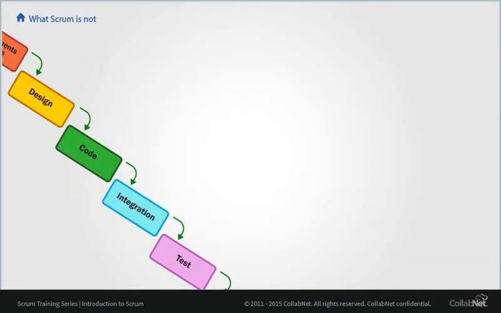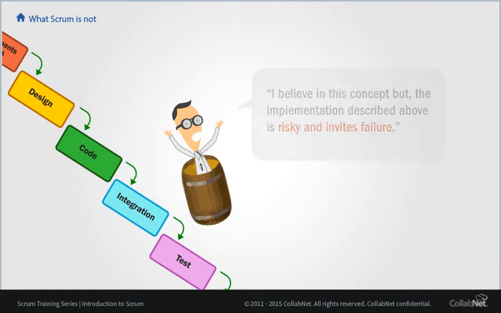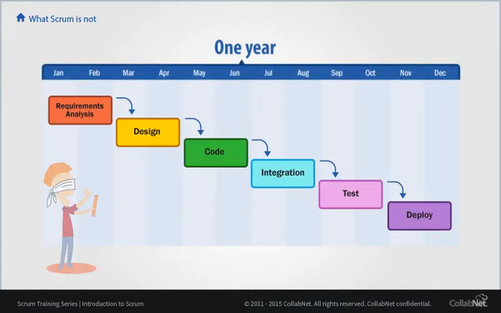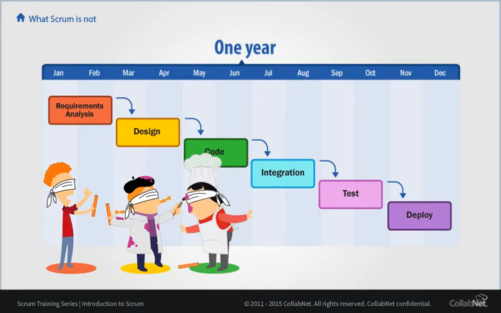The next sentence in Dr. Winston Royce's paper, unfortunately no one read this far, said, "I believe in this concept, but the implementation described above is risky and invites failure." The reason it fails for complex work, we rarely have perfect knowledge at the beginning. In fact, we know less about our project when we're starting out than we're ever going to know in the future. Today is the dumbest day of the rest of our project.